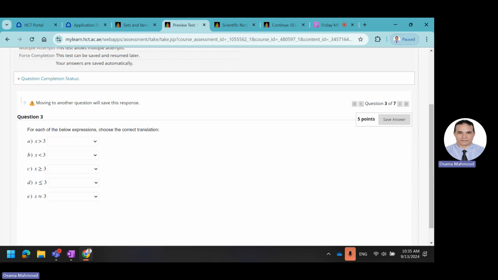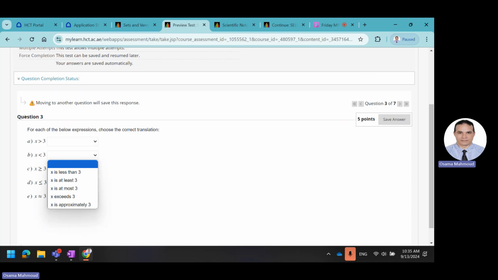So your problem will be the English names for this one. For each expression below, choose the correct translation. X greater than 3. What do you call it? Yes, X exceeds 3, because the phrase "greater than" is exactly like "exceed".